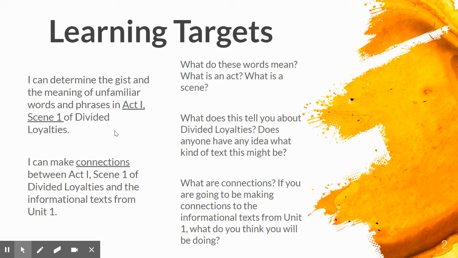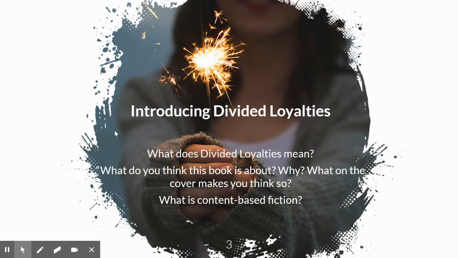If you are going to be making connections, what do you think you're going to be doing if you're going to be making connections with the informational text? You're probably going to be talking about how they are similar, right? Okay, so we're going to look now at your Divided Loyalties book. Any idea what divided loyalties might mean?